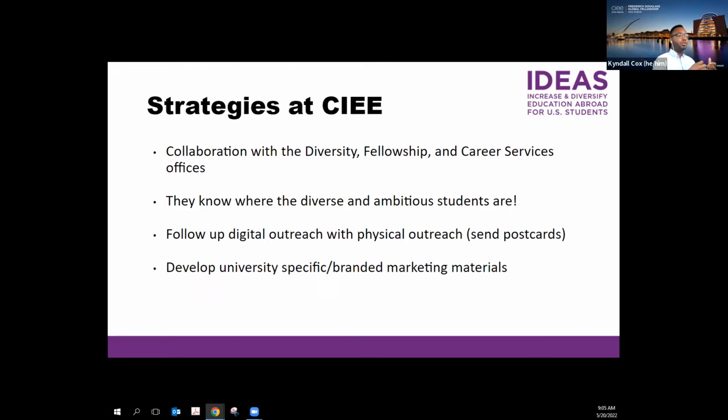Another thing that we do is we develop a university-specific branding, and we try to link our brand with the university where we can, because we all know study abroad is an alphabet soup of acronyms of different organizations that are just letters. Students know their university, they know their university's brand, and if we can partner with them and link those brands together, they know that we are a trusted partner of the institution, and they know that they are participating on a quality program. So those are some of the things that we've employed at CIEE.